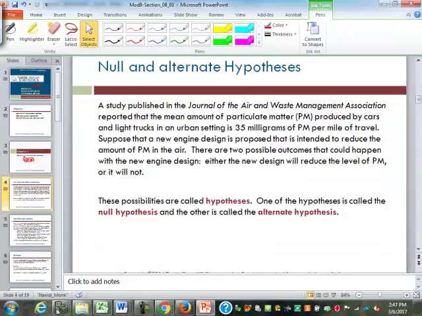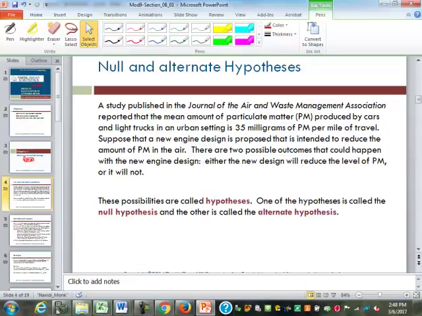So let's look at the null and alternative hypothesis. We have a study published by the Journal of the Air and Waste Management Association. It reported that the mean amount of particulate matter, PM, produced by cars and light trucks in an urban setting is 35 milligrams of particulate matter per mile of travel. Suppose that a new engine design is proposed that is intended to reduce that amount of PM in the air. There are two possible outcomes with the new engine: either the new design will reduce it or it will not.